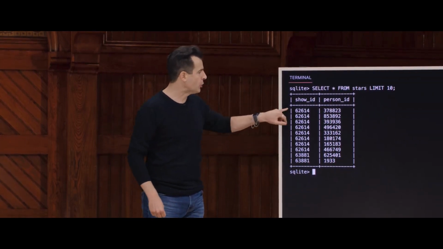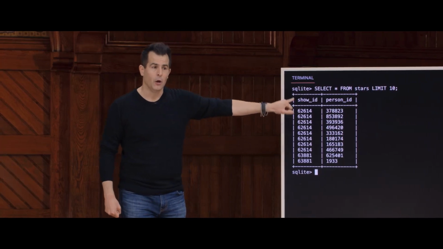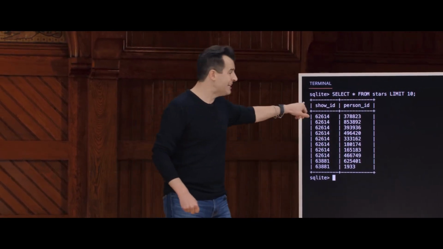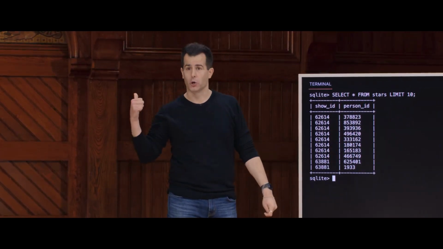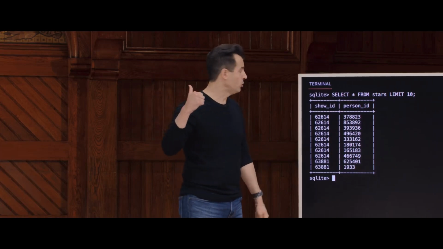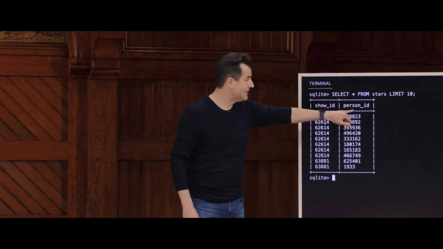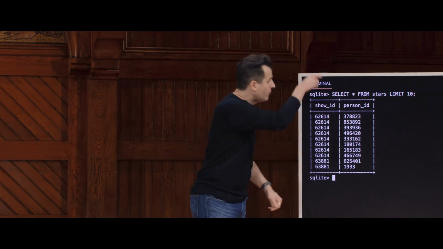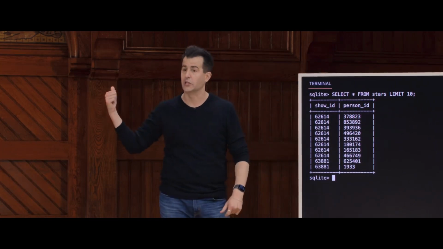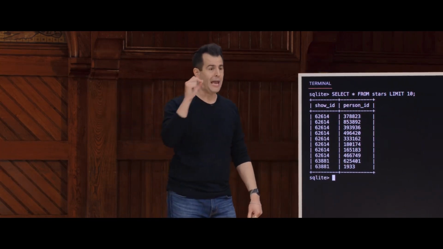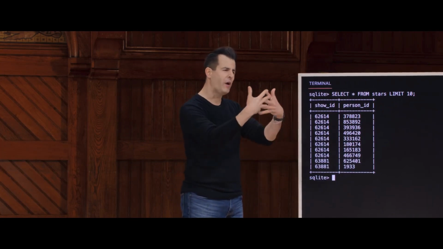So what you're seeing here are foreign keys. Why? Because show ID corresponds to the same numbers from that other table called shows that has a proper primary key called ID. Person ID is a foreign key in this context because it refers to numbers that belong to, really, the people table and its ID column. So this is just a way of somehow linking them.